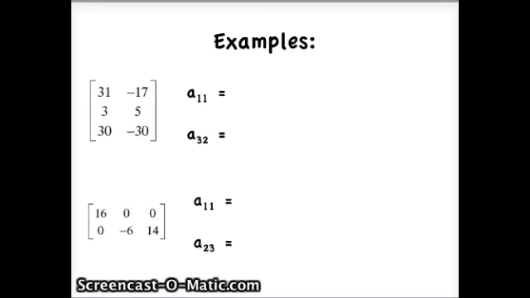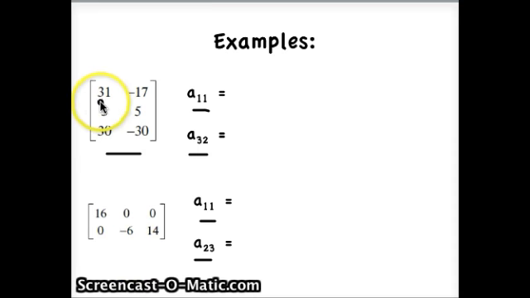Okay, take a moment to pause the video now and write down the following matrices in your notes. Be sure to indicate the A11 and the A32 for this matrix, which is a 1, 2, 3 by 1, 2, so it's a 3 by 2. And then write down the A11 and the A23 for this matrix, which is 1, 2 rows by 1, 2, 3 columns, so it's a 2 by 3. So go ahead and pause now.